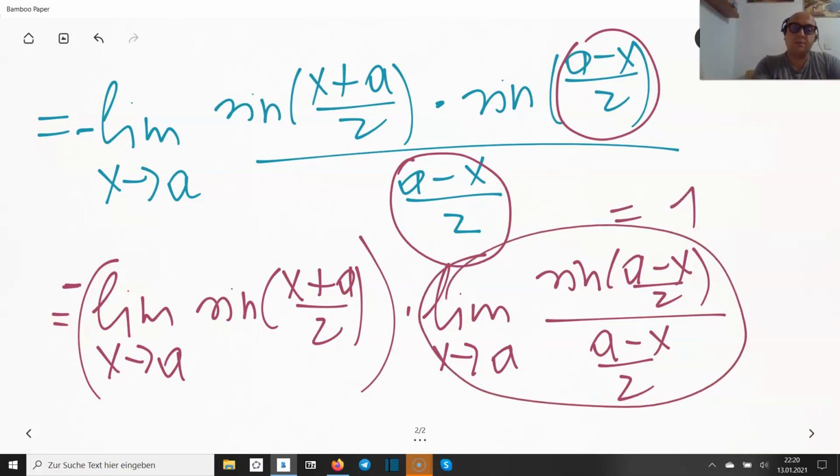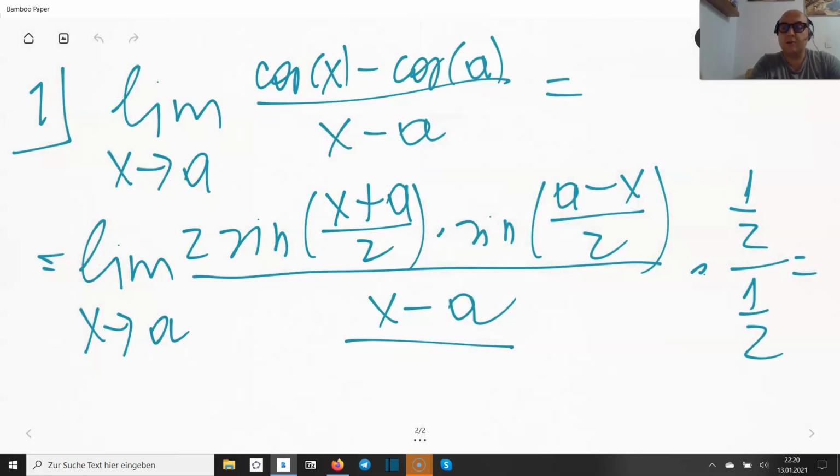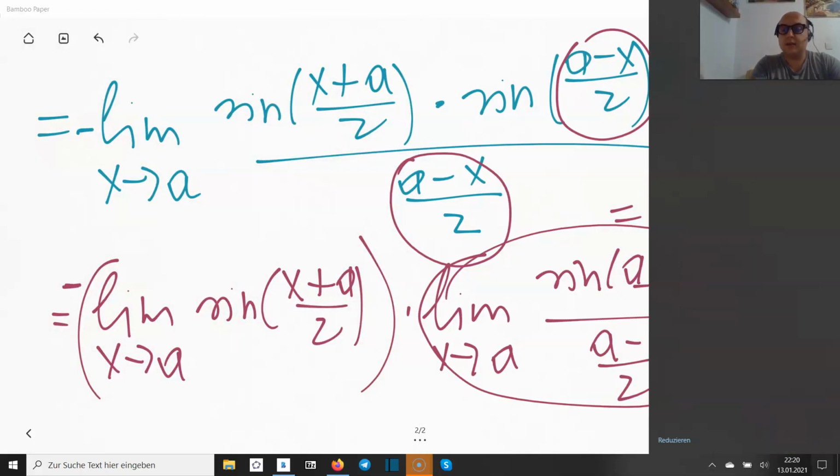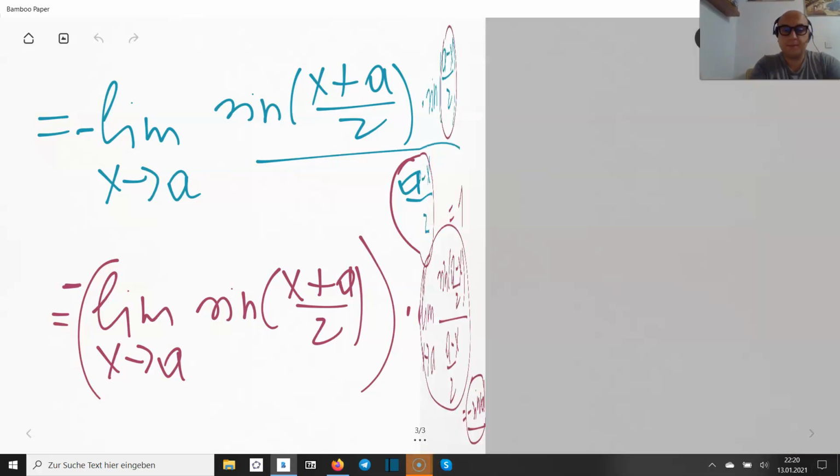And now if x is approaching a, we have a plus a is 2a divided by 2. So it's just minus sine of a. It's pretty nice because actually we've been dealing with the cosine values. And now you see we're ending up at minus sine of a. Right? Okay, let's move on.